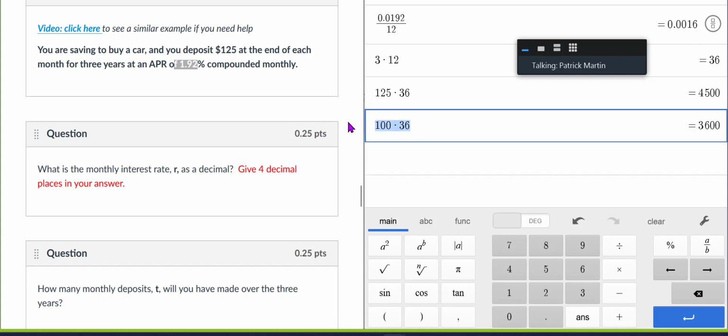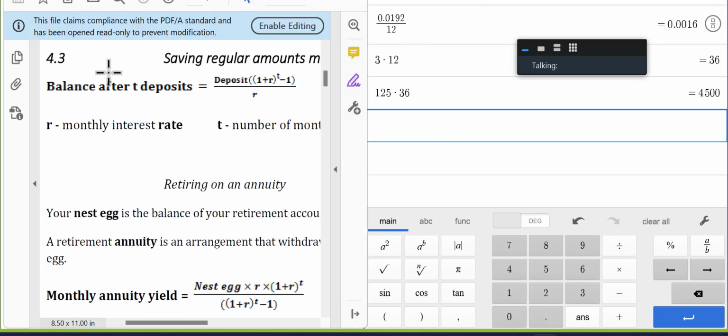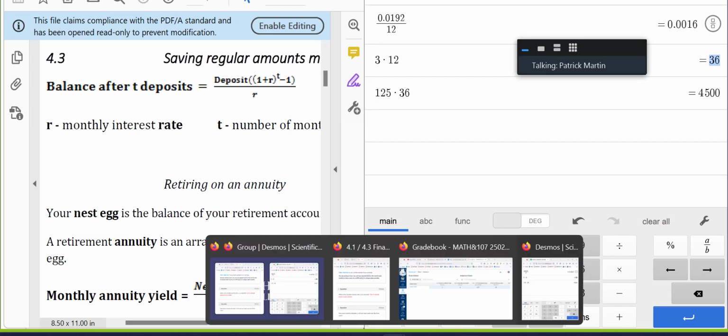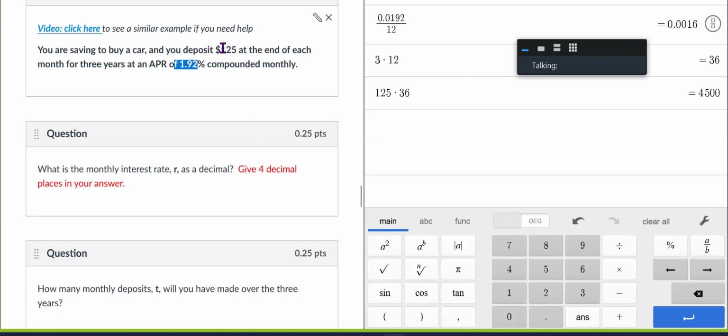Okay, so now we'll go to the calculation. Looking at your formula sheet, you want to find the balance after T deposits. It's deposit times 1 plus R to the power T minus 1 over R. So we've got our R, that's our 0.0016. We've got our T, that's 36. And we've got our deposit amount, which was $125.